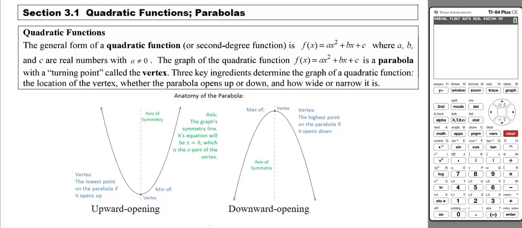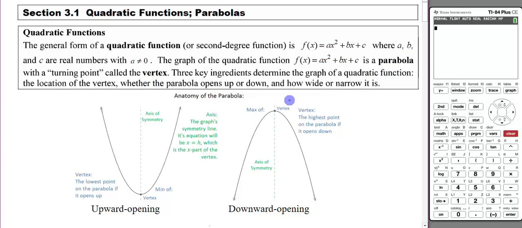In quadratic functions and parabolas, we first are going to start with the general form. The general form of the quadratic function is f of x equals ax squared plus bx plus c, where a, b, and c are real numbers with a not equal to 0. The graph of the quadratic function is a parabola, and it has a turning point called a vertex.